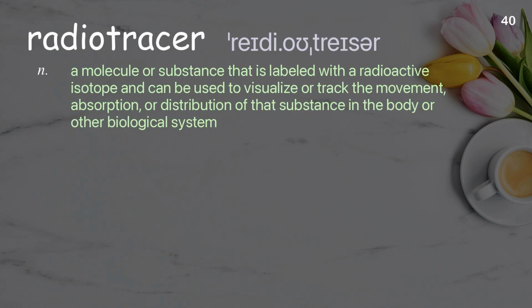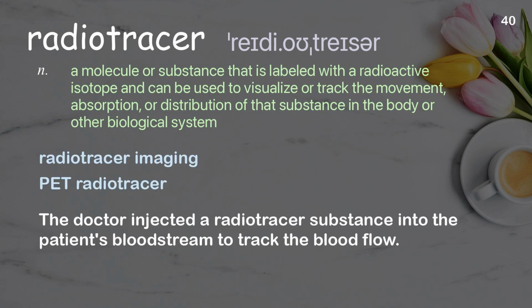Radiotracer. A molecule or substance that is labeled with a radioactive isotope and can be used to visualize or track the movement, absorption, or distribution of that substance in the body or other biological system. Examples: radiotracer imaging, PET radiotracer. The doctor injected a radiotracer substance into the patient's bloodstream to track the blood flow.